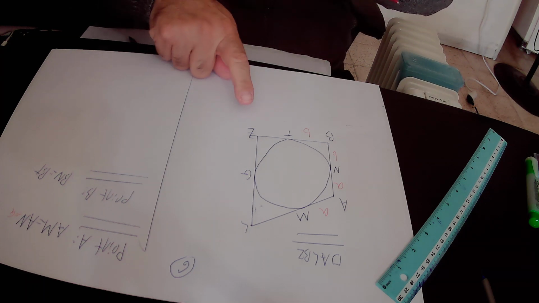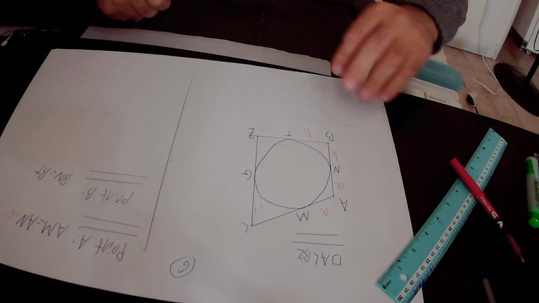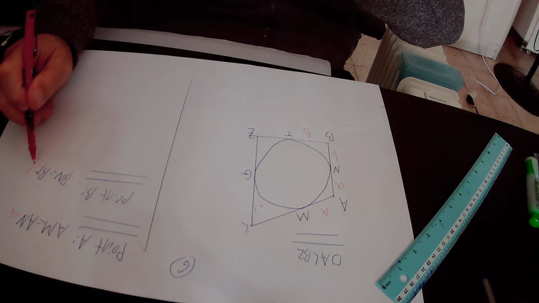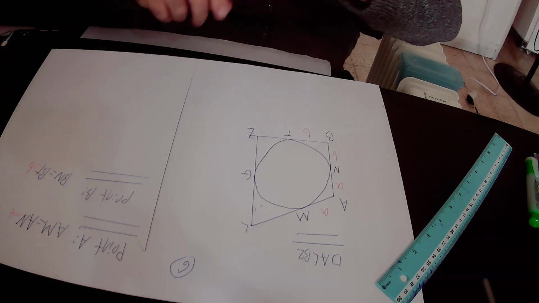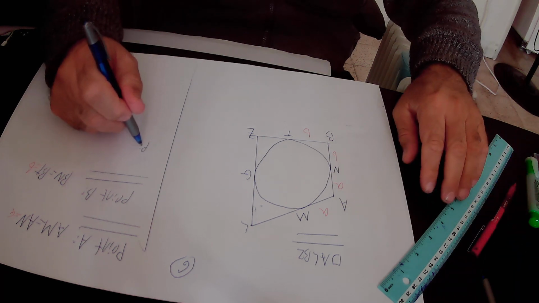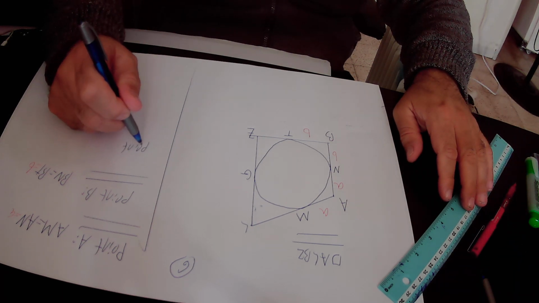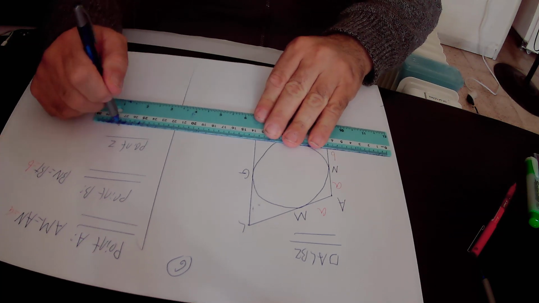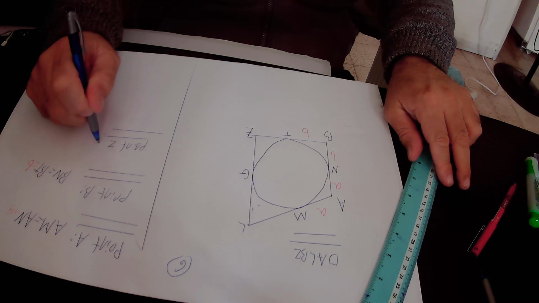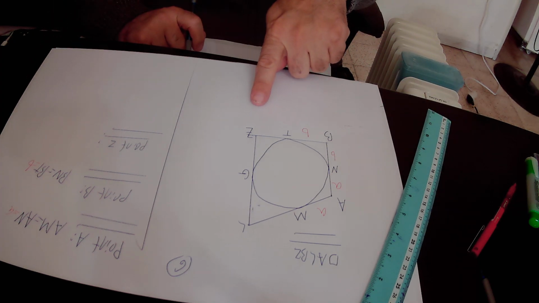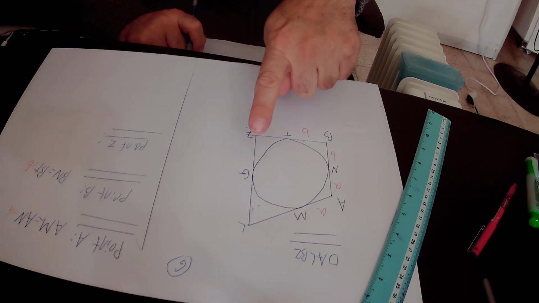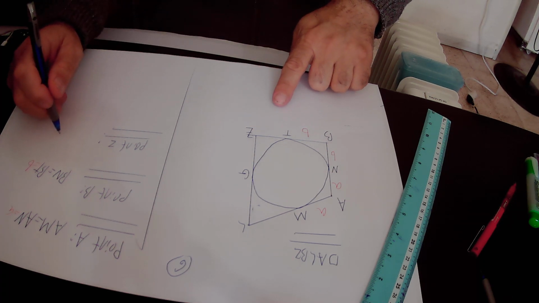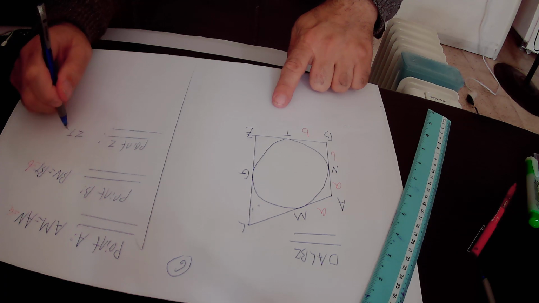The next step, we'll focus on the common external point, point Z. From the common external point, point Z, we have two tangents to the circle, tangent ZT and tangent ZG. According to rule number 2, they are equal to each other. So ZT is equal to ZG.